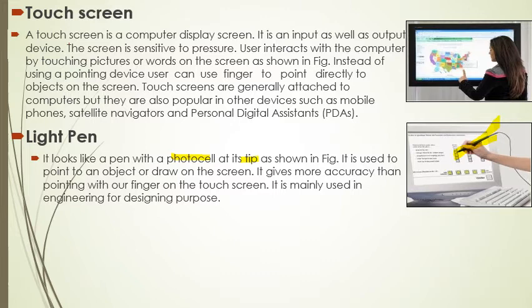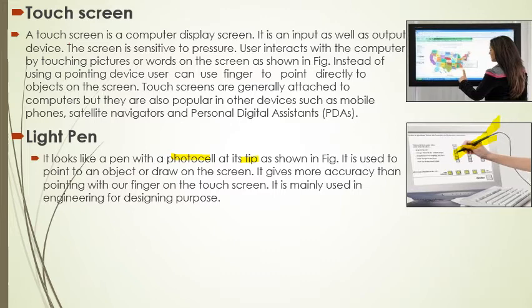It gives more accuracy than pointing with our finger on a touch screen. While you are painting on your smartphone or touch screen, the problem is that you cannot point accurately to the point which you want. So for that we use, I'm talking about the Note 5, Note 6, Note 7 or Note 10, in the Note series we have an S Pen. It is the same as a light pen.